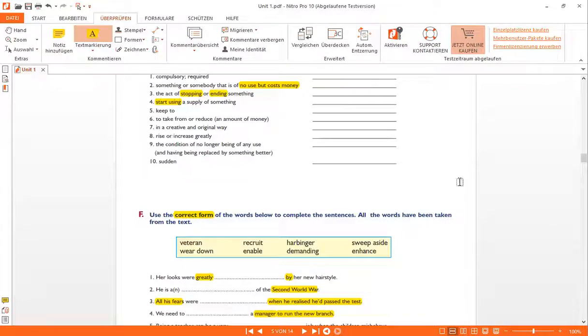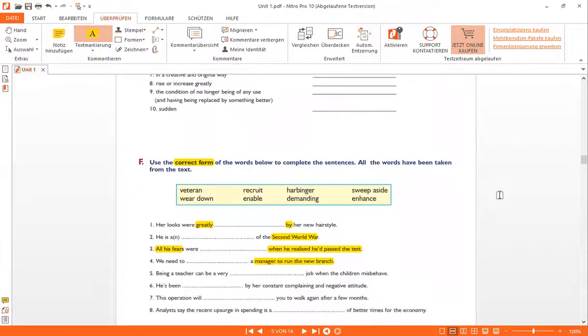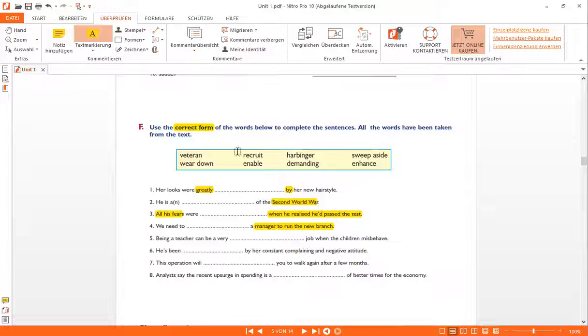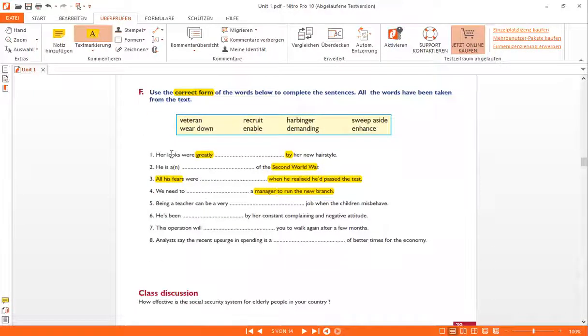Do exercises 5 and 10 and check your answers with those on the last page. Just in F, you're going to use the correct form of these vocabularies. Correct form means that you probably have to change the tense a little bit, add D's and stuff to something, or change nouns to verbs, whatever. Make sure that it fits the context. For example, number one, her looks were greatly gapped by her new hairstyle.